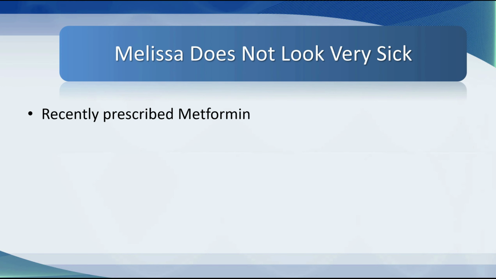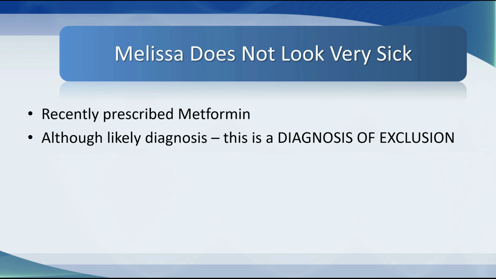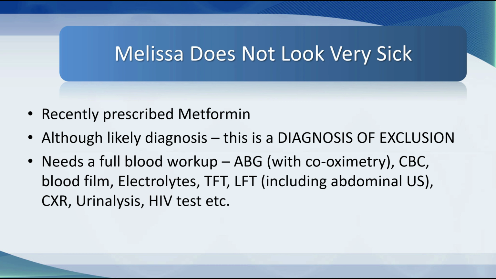Melissa was recently prescribed metformin, and although the diagnosis of metformin toxicity is likely, it is a diagnosis of exclusion. This patient needs a full workup, an ABG with co-oximetry. Remember, you need to look for methemoglobin, you need to look for carboxyhemoglobin, etc. A complete blood count with a blood film, electrolytes, thyroid function tests, liver function tests, an abdominal ultrasound, chest x-ray, urinalysis, HIV test, etc. And once everything else has been ruled out, and you're not going to give her metformin and there really is nothing to do, if it is metformin, then you can say, yeah, this was the metformin that did the damage. But you've got to rule out everything else first.